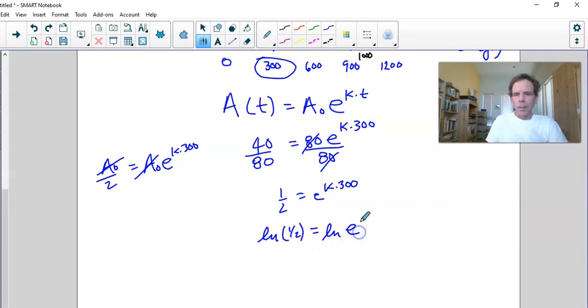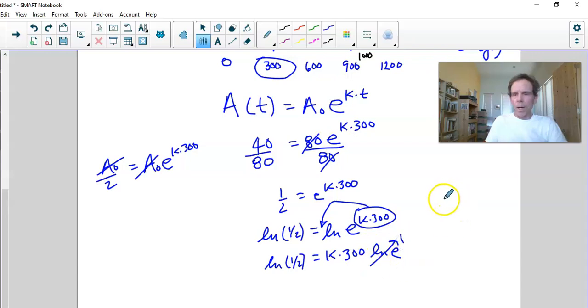Natural log of e to the k times 300. And then by the power law for logarithms, this k times 300 is going to come out and become a multiplier, a coefficient. So k times 300 times the natural log of e, and then on the left side is the natural log of a half. Now, natural log of e is actually 1 because log base a of a is 1.